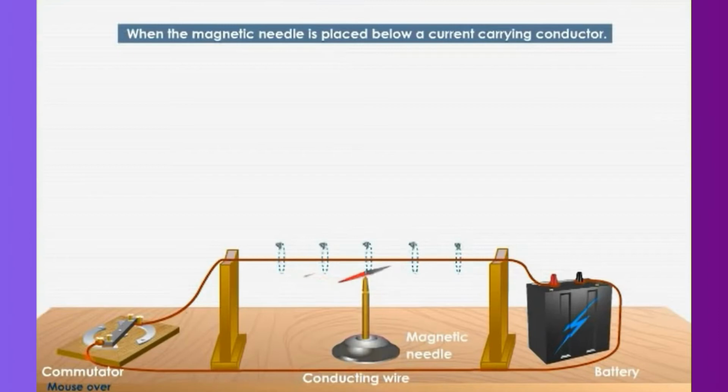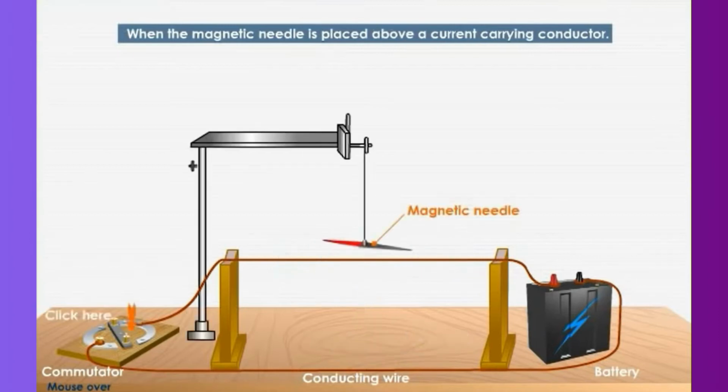Now we know that a freely pivoted compass needle always sets itself in the north-south direction. It deflects from its usual north-south direction only when it is acted upon by another magnetic field. So, the deflection of the compass needle by the current-carrying wire in the experiment that we have discussed shows that an electric current produces a magnetic field around it.